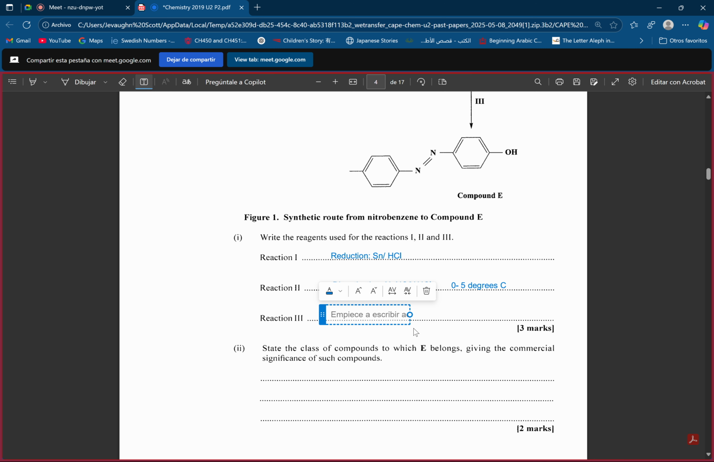The formation of the azo compound, or the azo dye, we're sure. That's what we need. Okay.